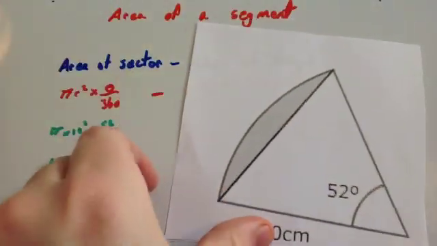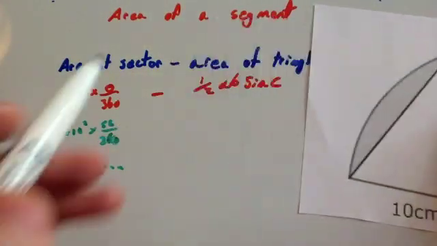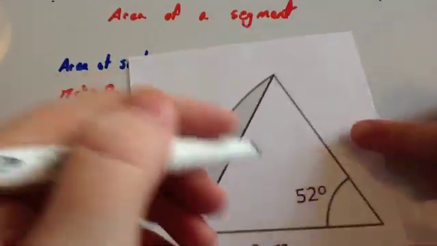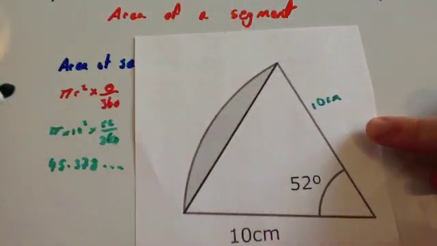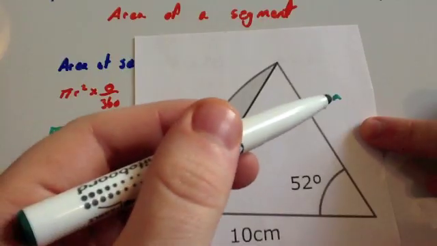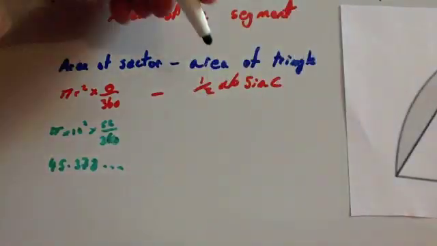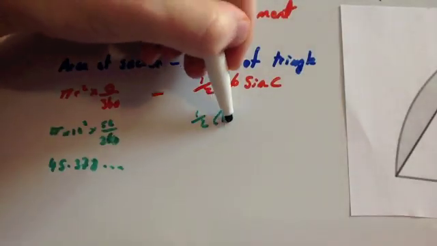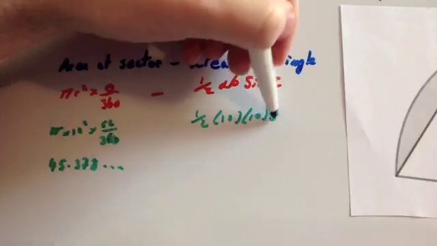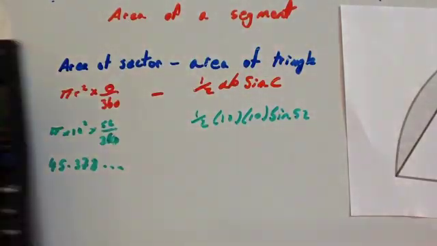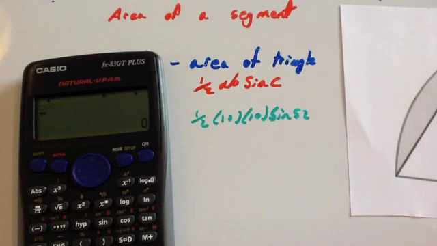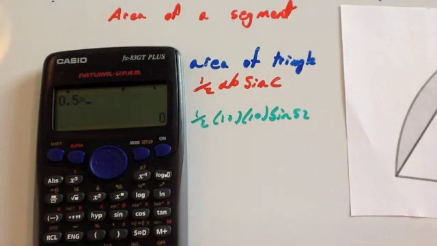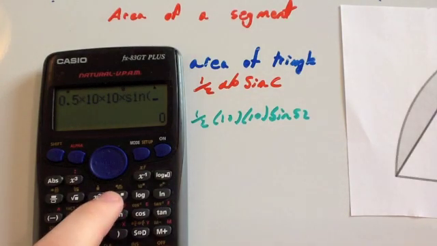Okay, so now let's work out the area of the triangle. The area of the triangle is going to be a half ab sine C. This side is 10, and this side is also 10 because they're both radii. So we're going to do a half times 10 times 10 times the sine of 52. So let's work that out: 0.5 times 10 times 10 times the sine.